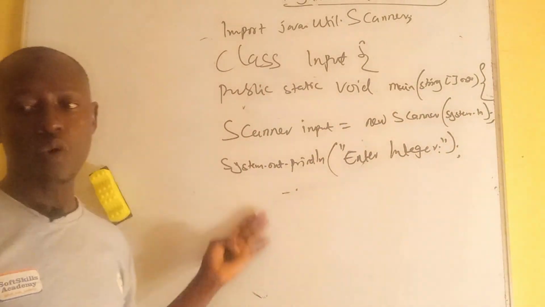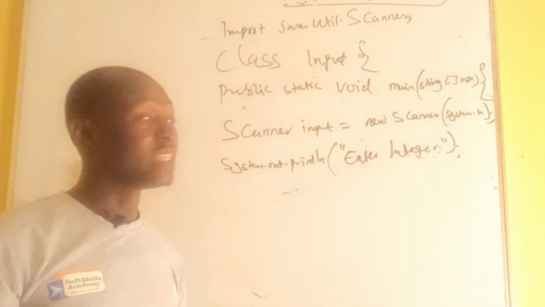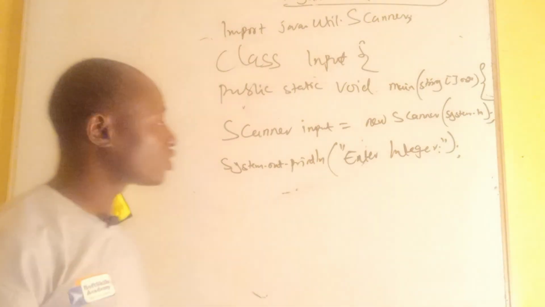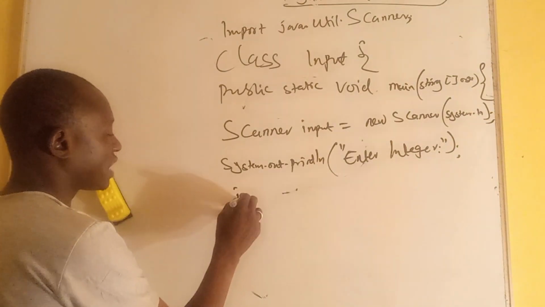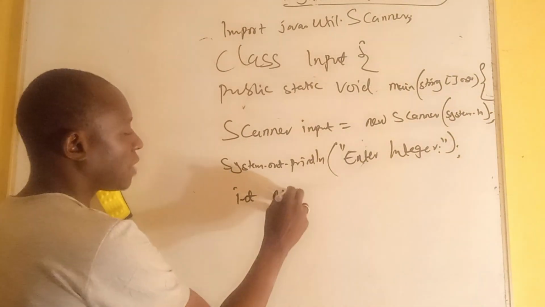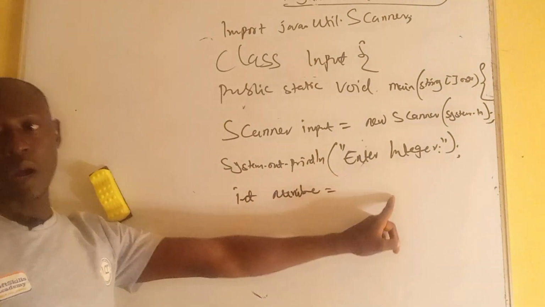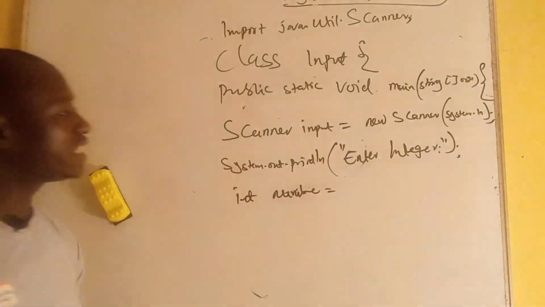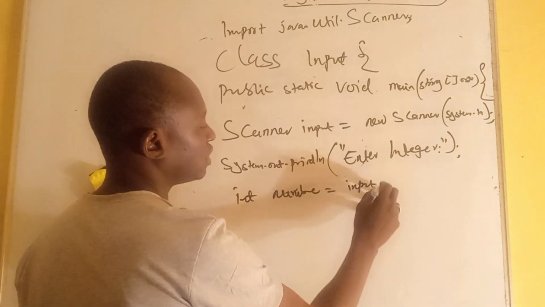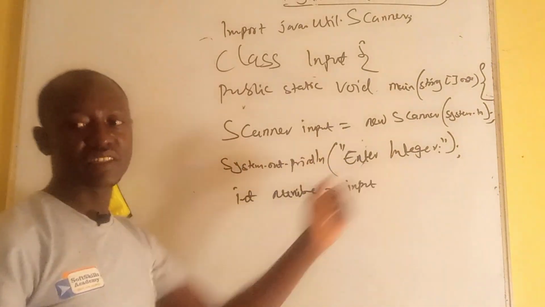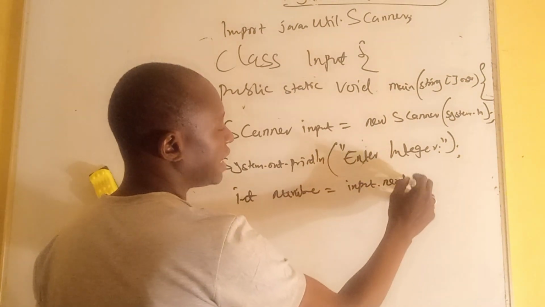Then we come back and do the initialization. Here we want to input an integer. Integers are usually numbers. We can set int number equals to what? Our variable here is going to be input.nextInt, next int.